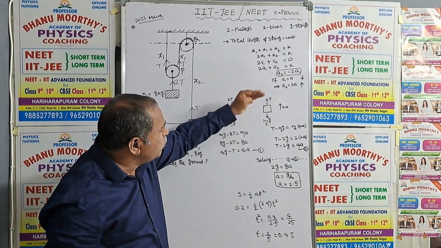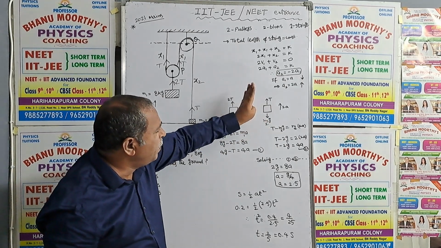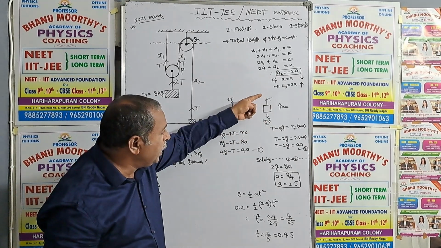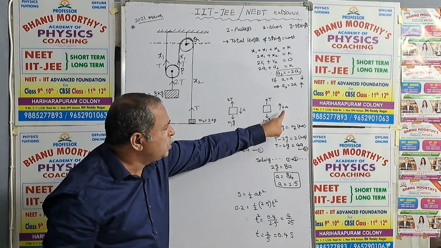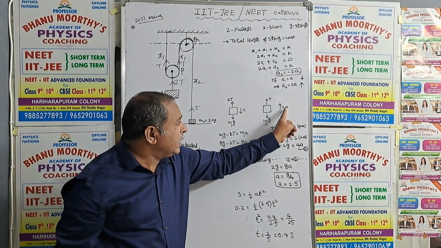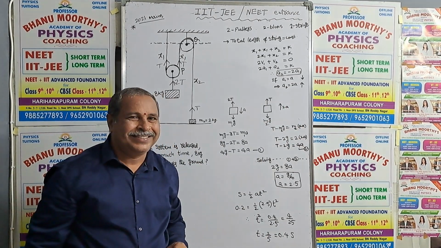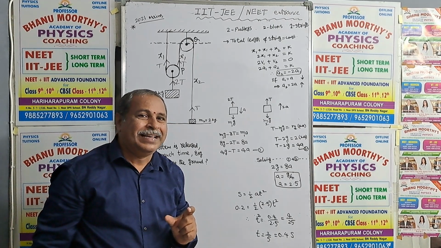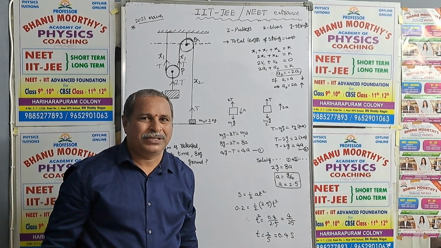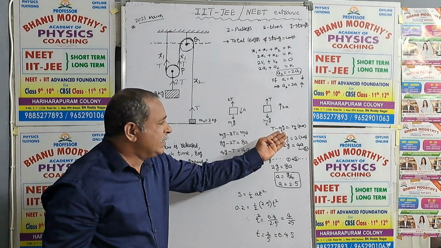So, greater force minus smaller force because it is moving upward. This is dominating. So greater force minus smaller force equals M2 into acceleration, which is 2A for the second block. This is a very important point. Accelerations are different for the two blocks. So just free body diagram I selected.